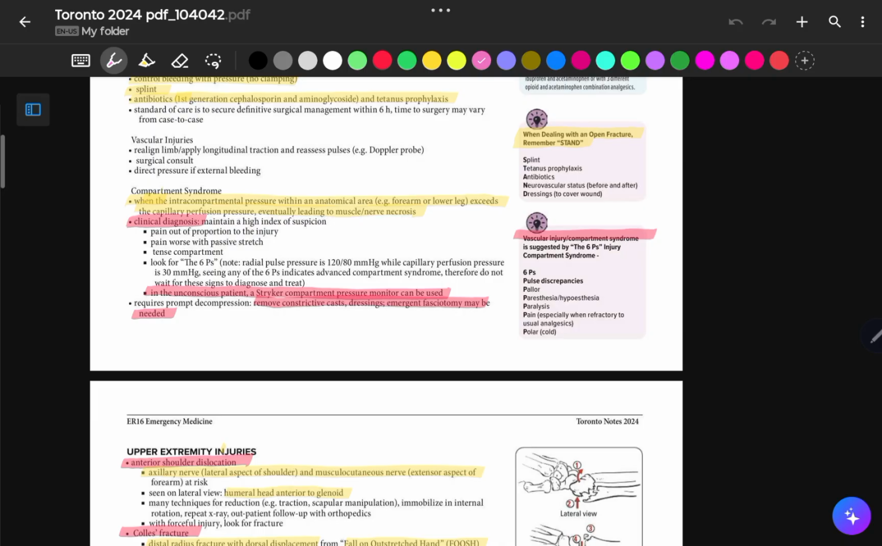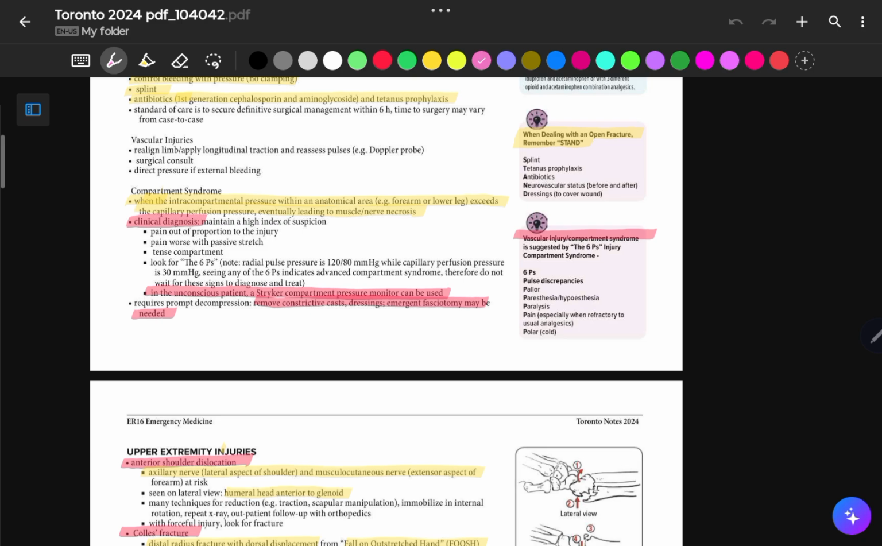Okay, so remember, compartment syndrome is a clinical diagnosis, and you need to maintain a high index of suspicion. So the first presentation of a patient with compartment syndrome is that they will have pain out of proportion to the injury. Okay, they will have pain that is worse with passive stretch. Okay, and then a tense compartment. So these are actually the first symptoms they present with.